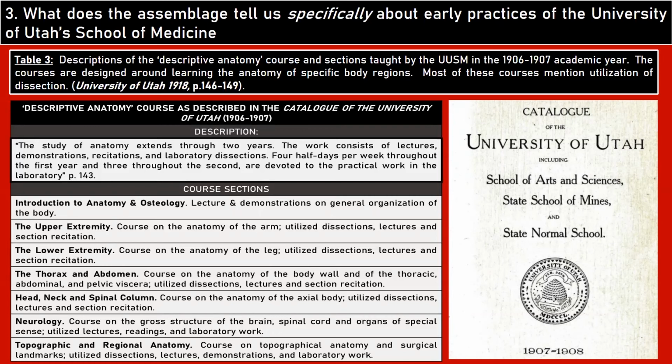For example, in the 1918-1919 catalog, the arm and leg were taught in the autumn, the head and neck were taught in the winter, and the thorax was taught in the spring. So given this body region type focus spread out through the year, it would have been logical to use sections of remains deemed necessary for a specific course, rather than whole cadavers. In other words, why use a whole cadaver simply for the purpose of studying the arm?